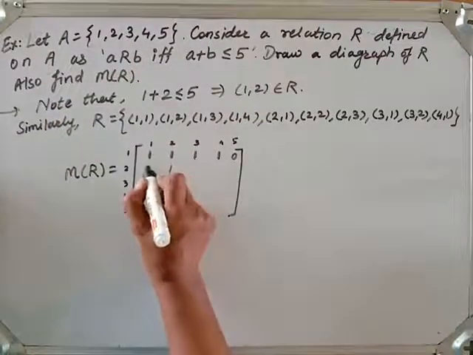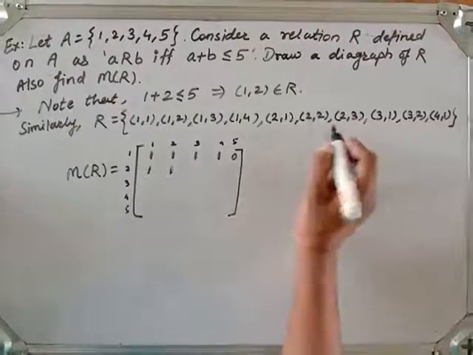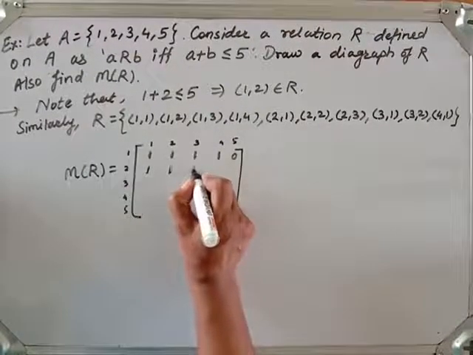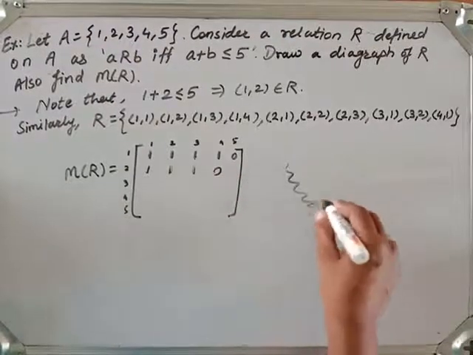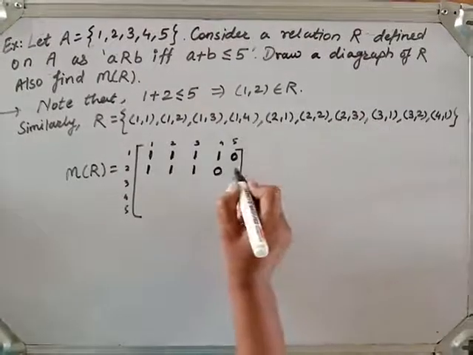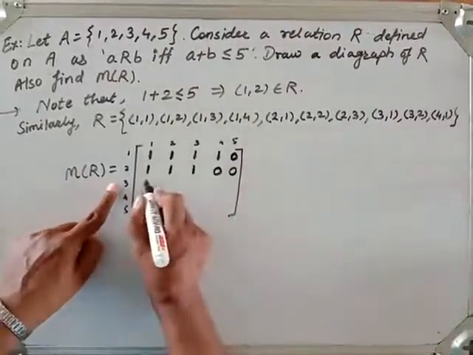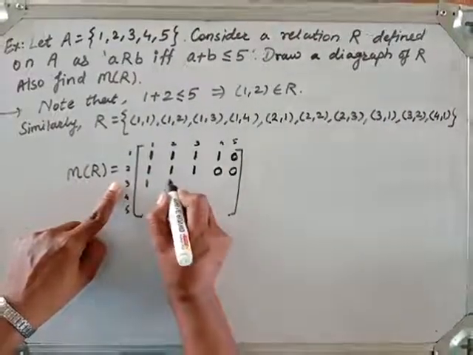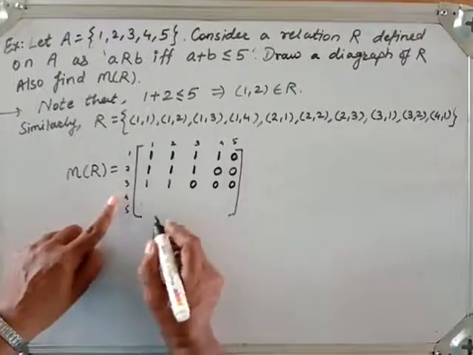Here 2,1 is there. 2,2 is there. 2,3 is there. Okay. 2,4 is not there. 2,5 is also not there, so 0. Now 3,1 is there. Look at it. 3,2 is there. Fine. 3,3 is not there. 3,4 is also not. 3,5 is also not.